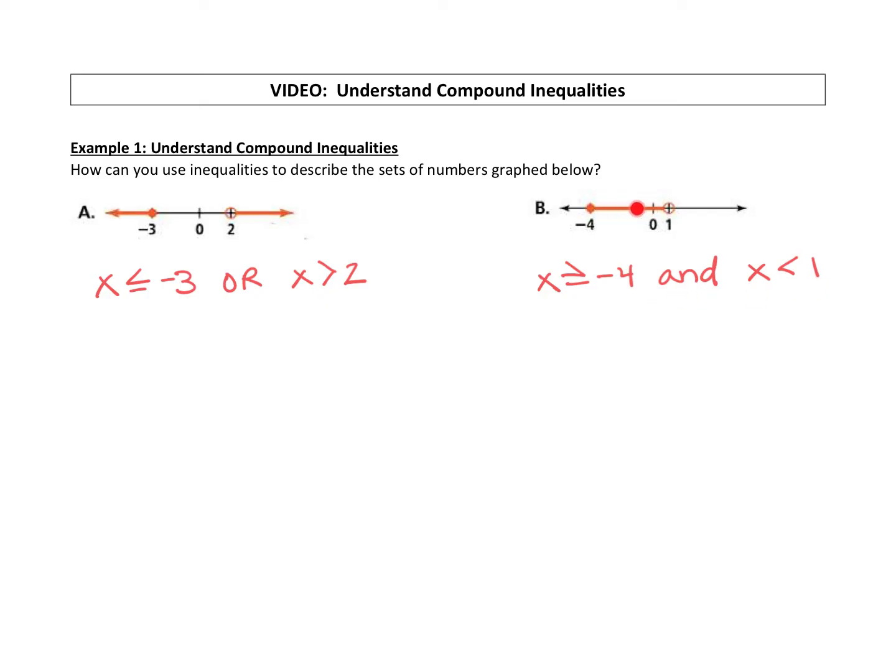If you notice these shaded regions, it is greater than -4 and it's less than 1 at the same time. So that's why we're using the word and. It's not one or the other, it is both inequalities.